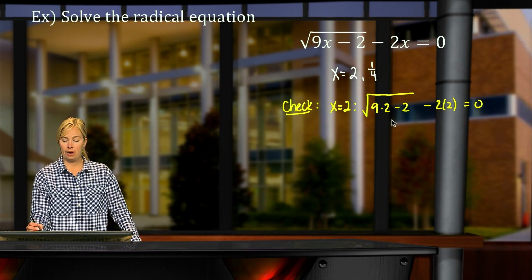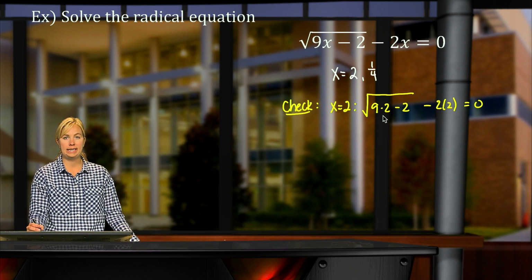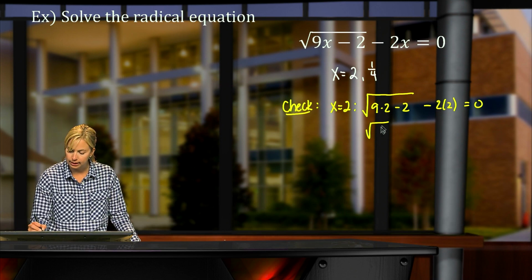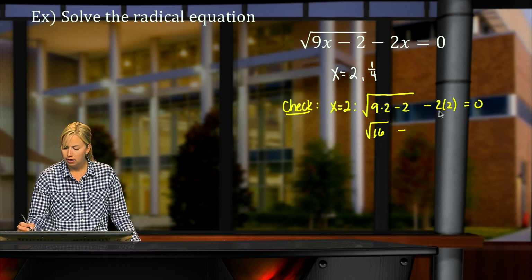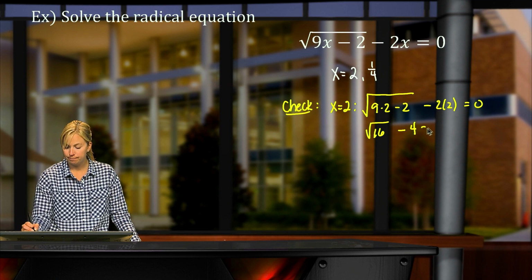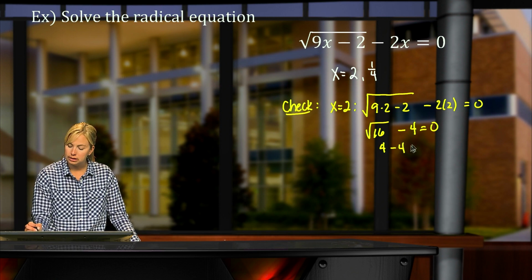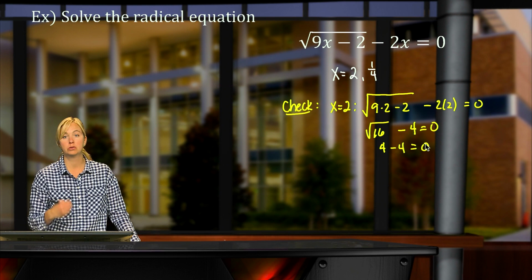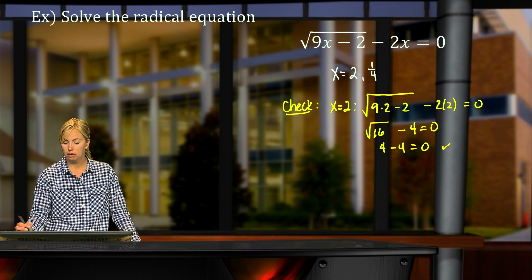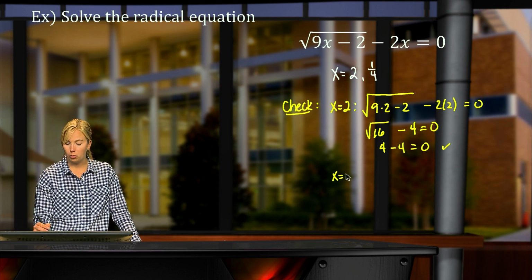We simplify underneath the radical first. 9 times 2 is 18, and 18 minus 2 is 16. 2 times 2 is 4. And the square root of 16 is 4. 4 minus 4 does equal 0, so I know 2 will work. But I also have to check 1/4.